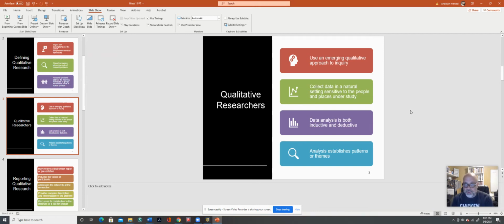So qualitative researchers use an emerging qualitative approach to inquiry. What they're looking at, and again, the researcher is looking for ways to improve on existing research or ways to begin a new theory and something that's completely new, a new way of doing something. A lot of times, a qualitative researcher has a different approach to something that's already been studied, but a different approach may have a lasting impact or a different way of doing something.